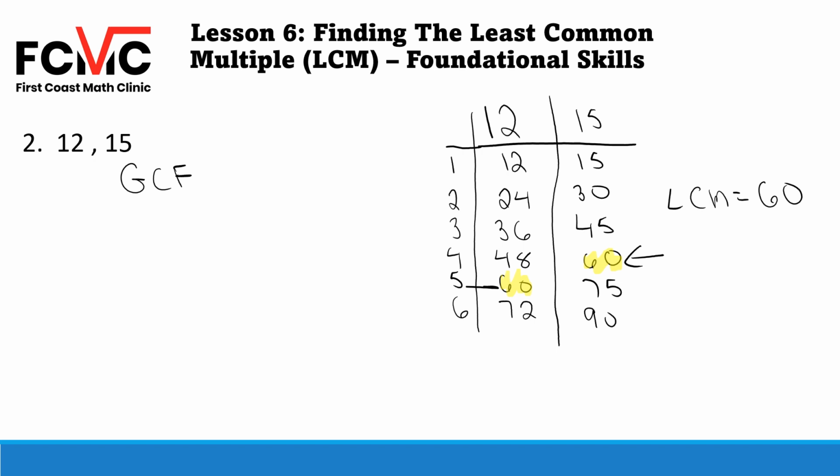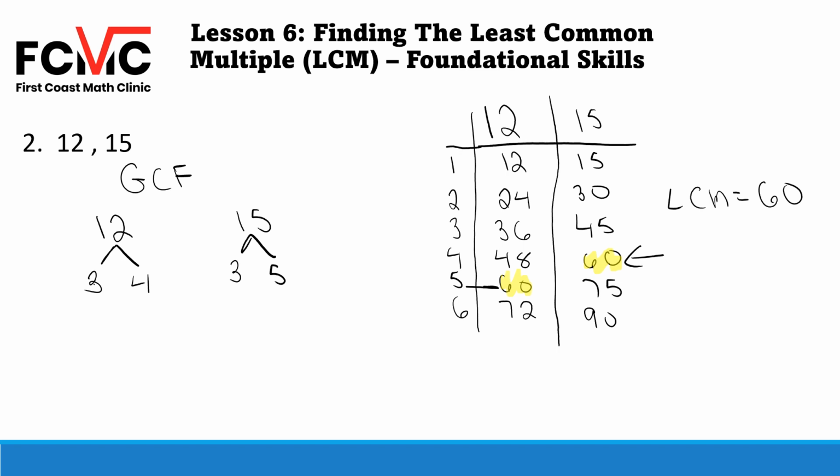So remember, for our greatest common factor, we can create our factor tree, and in the interest of time, I'm just going to factor these into our greatest common factor. So our greatest common factor for 12 and 15 is going to be 3. Our greatest common factor is the largest factor that we can divide into both 12 and 15. So 3 times 4 and 3 times 5 are going to be our factors for 12 and 15.